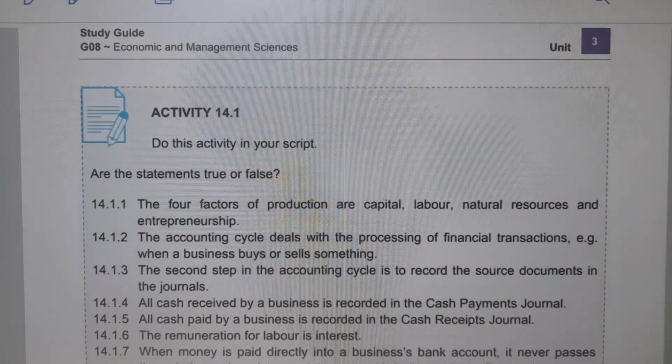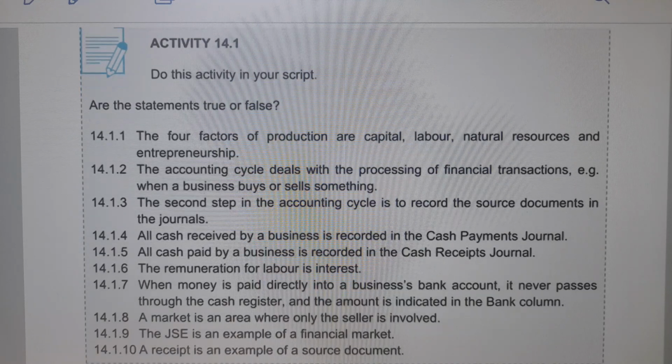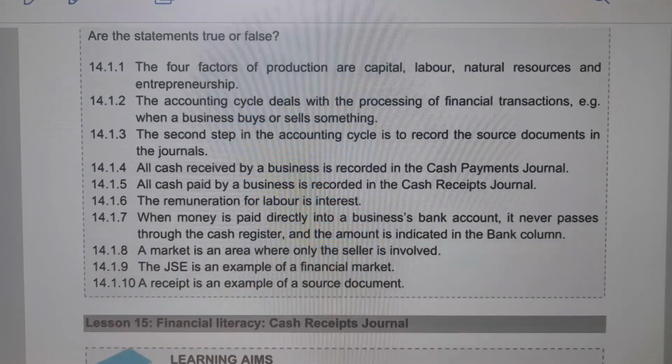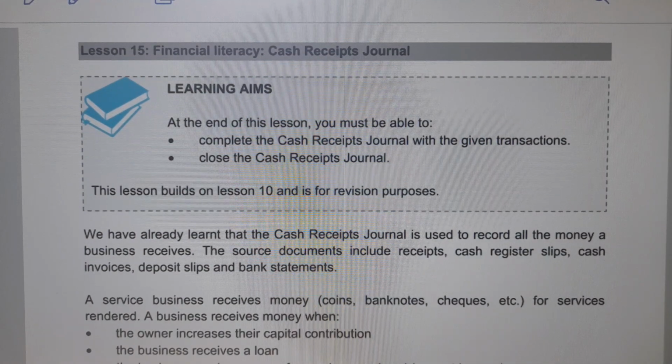Now you have this activity 14.1 to do as the revision, and you have also done this activity in term 2. So please complete it as the revision exercise again.